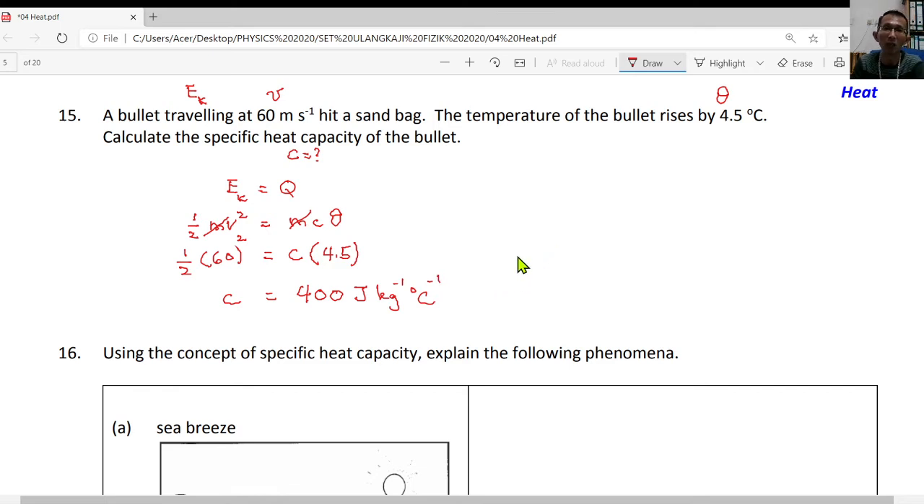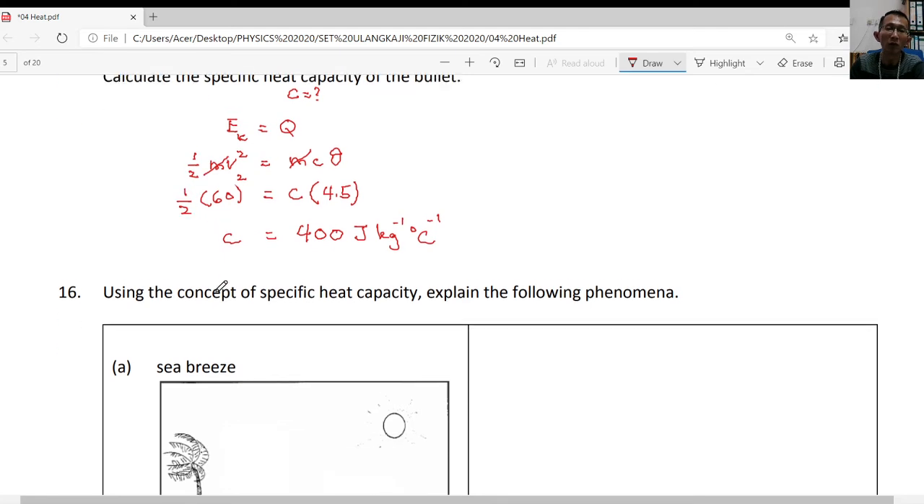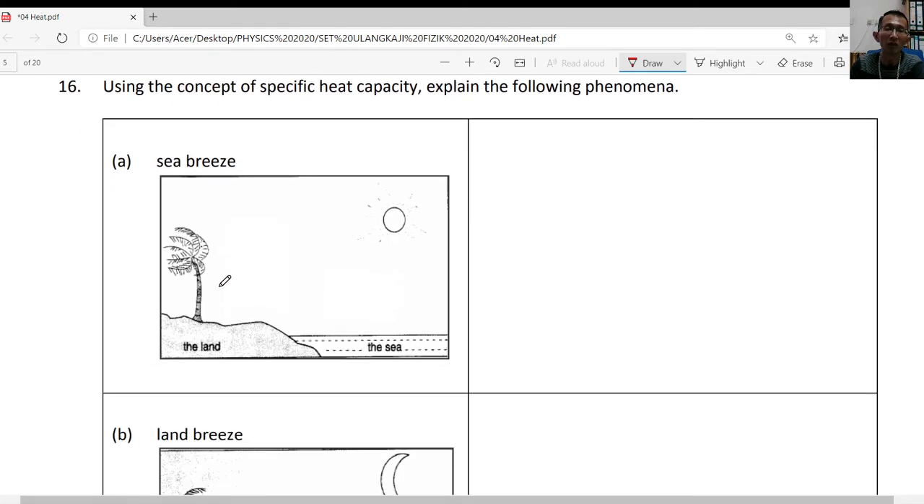You can embed the unit in your calculation. You will be able to get this final unit, joule per kilogram per degree Celsius. I hope you are still with me. Try to understand how we solve the problem. Let's move to question number 16.